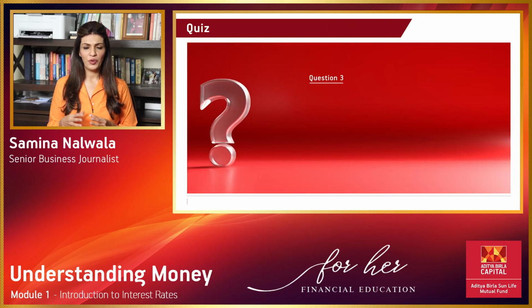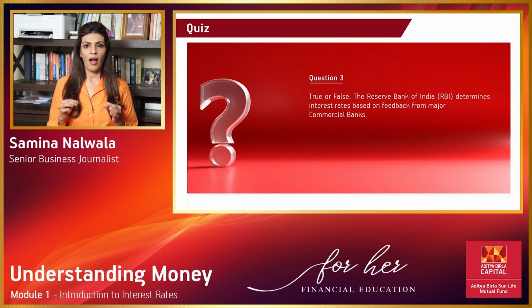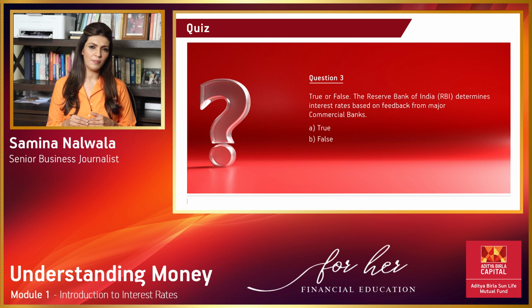Question 3. True or false? The Reserve Bank of India, RBI, determines interest rates based on feedback from major commercial banks. A. True, B. False.